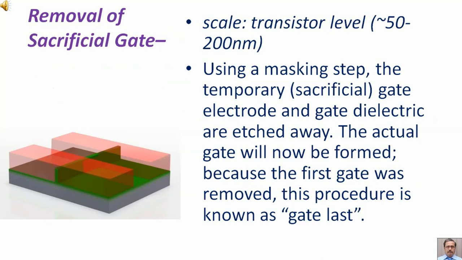Removal of sacrificial gate. Using a masking step, the temporary sacrificial gate electrode and gate dielectric are etched away. The actual gate will now be formed because the first gate was removed. This procedure is known as gate last.